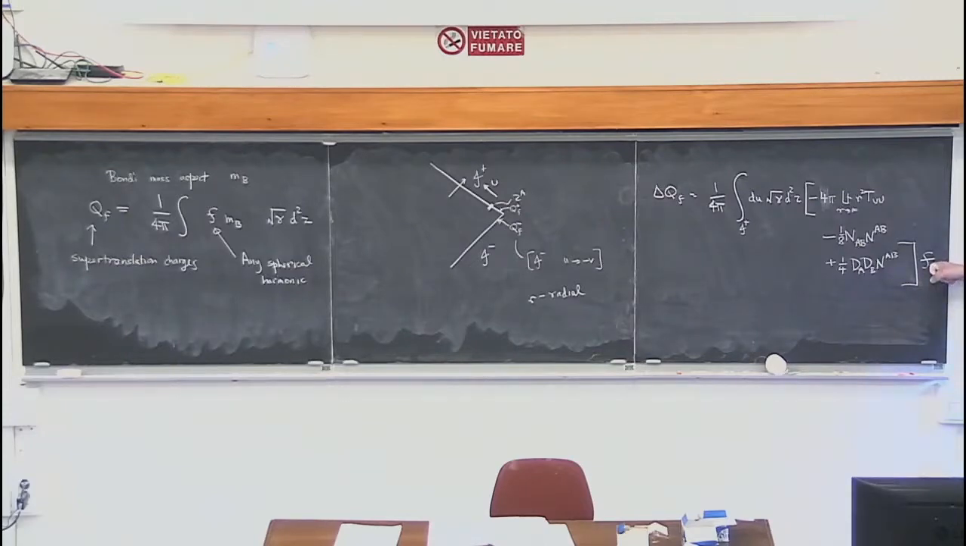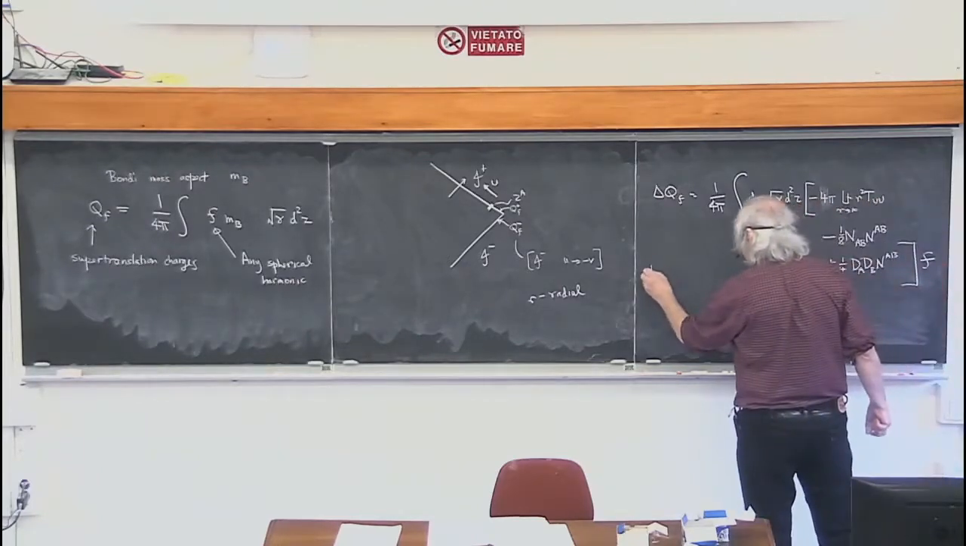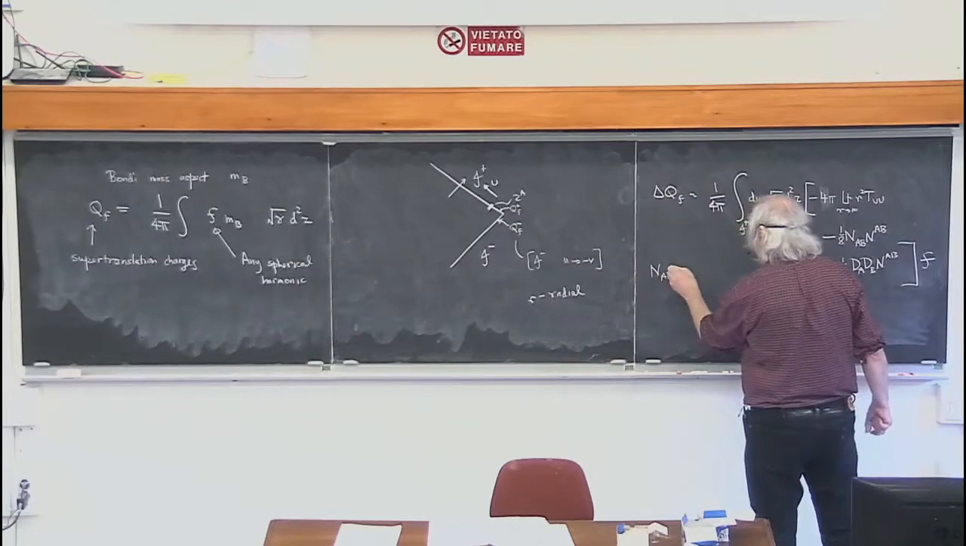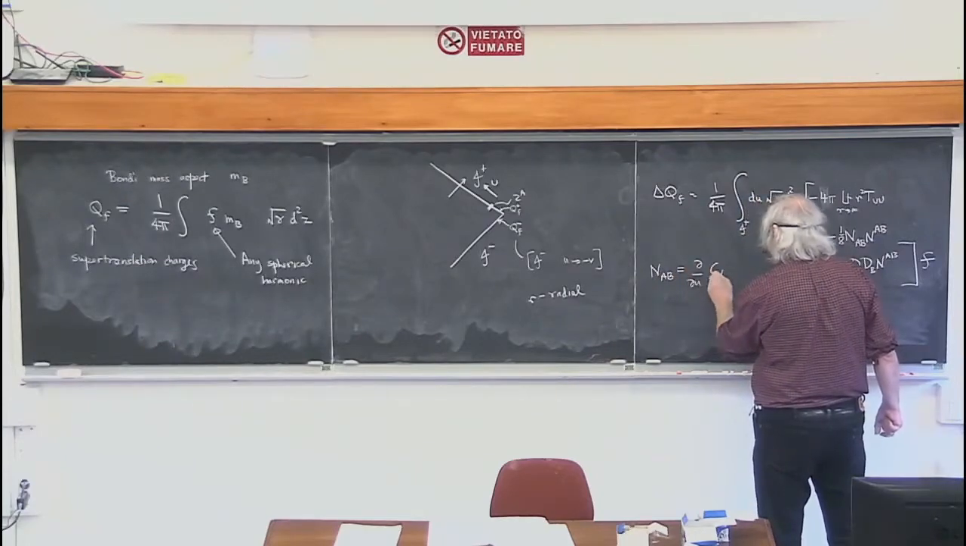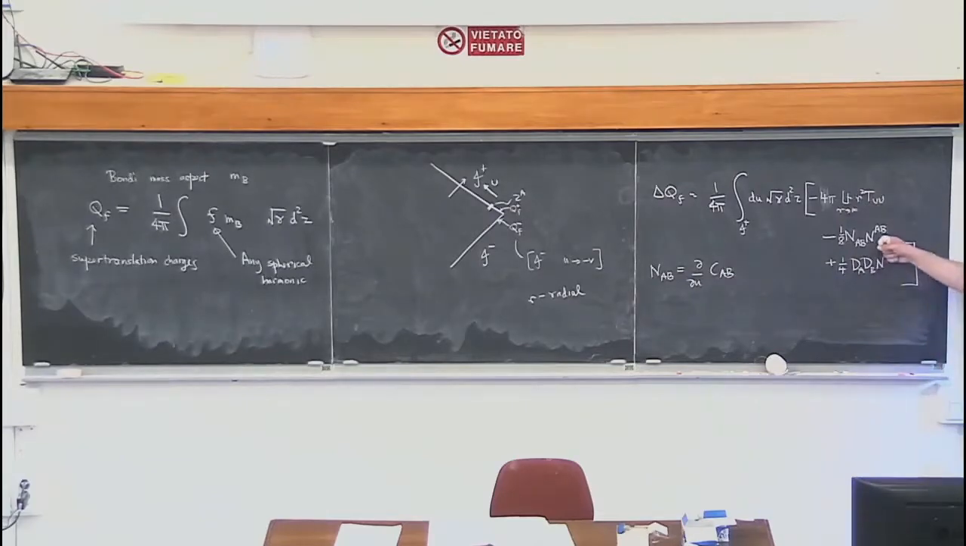So, by picking F to be equal to 1, spherical harmonic l equals 0, m equals 0, what you see is this is basically the same formula for mass loss from an isolated system. There is some matter which is flowing through scri. That's rather like the electric current for the electrodynamical case. Then there is this term here, minus an 8th N_AB N^AB. N_AB is equal to d by du of C_AB, and effectively this is the mass loss due to gravitational radiation.